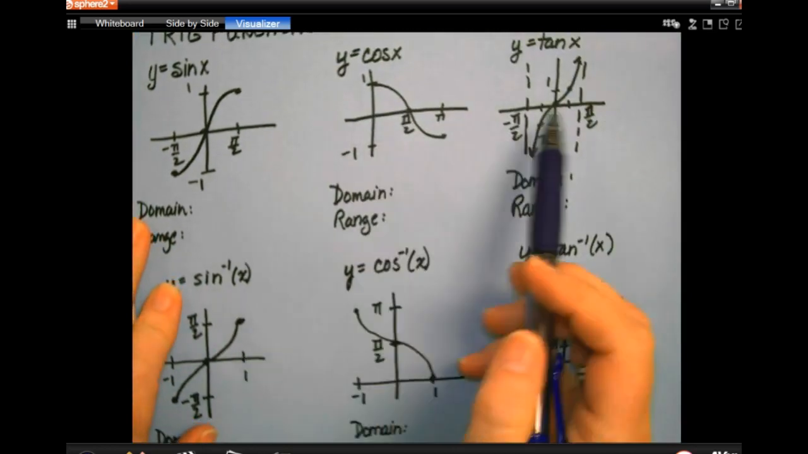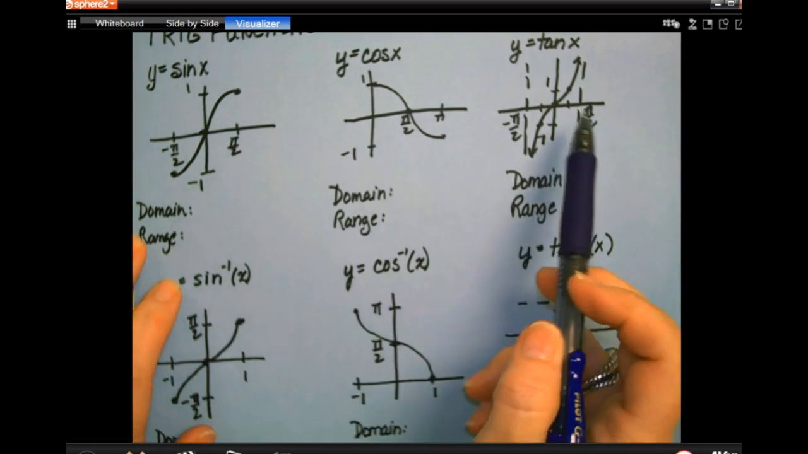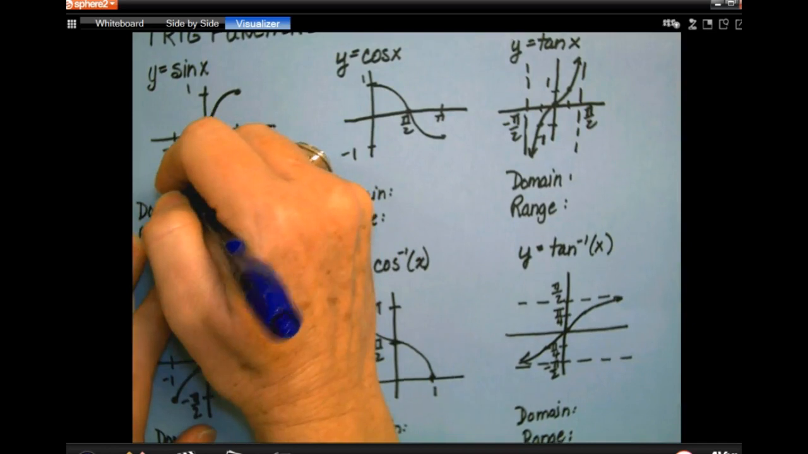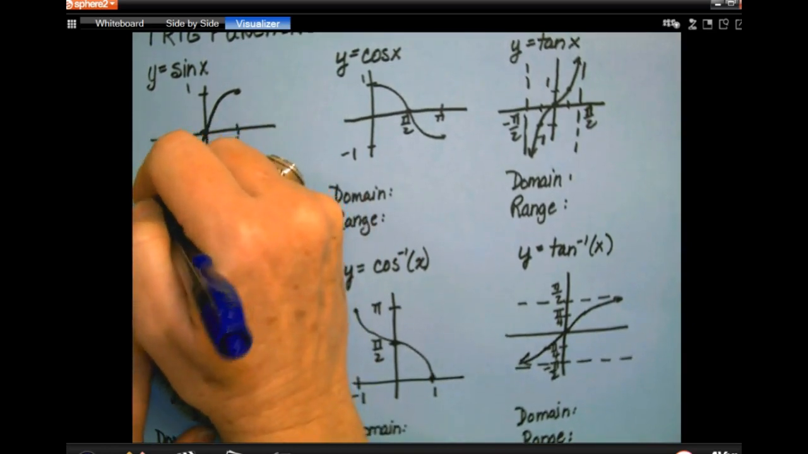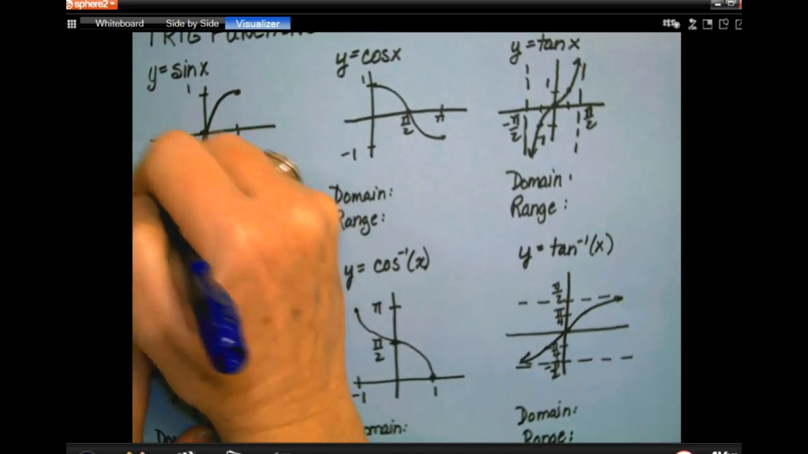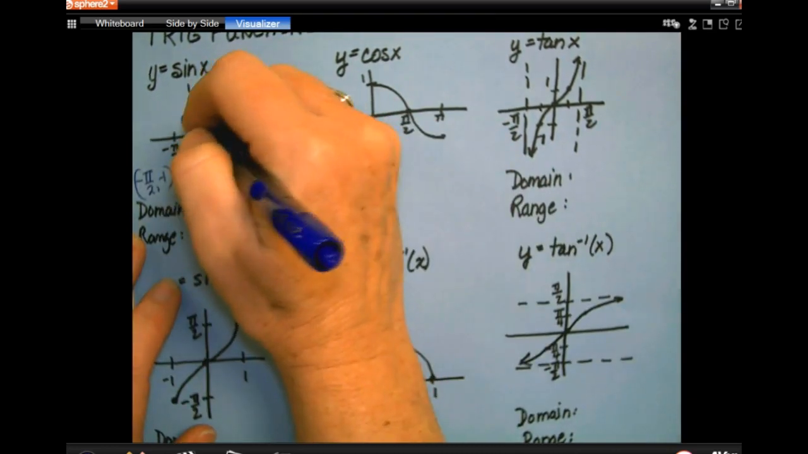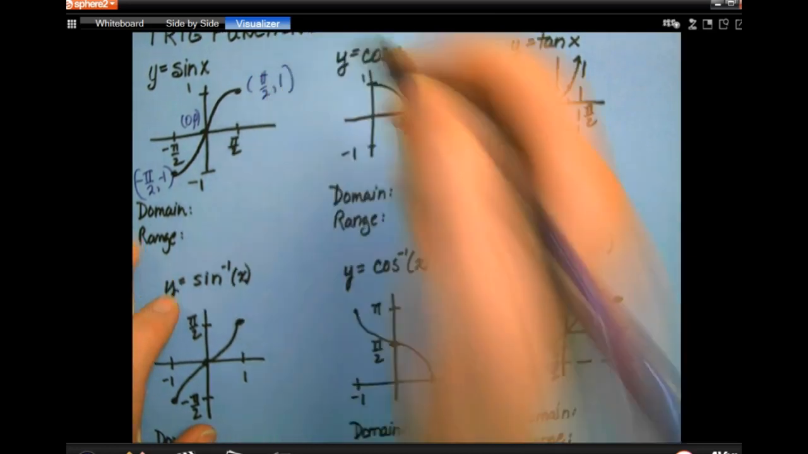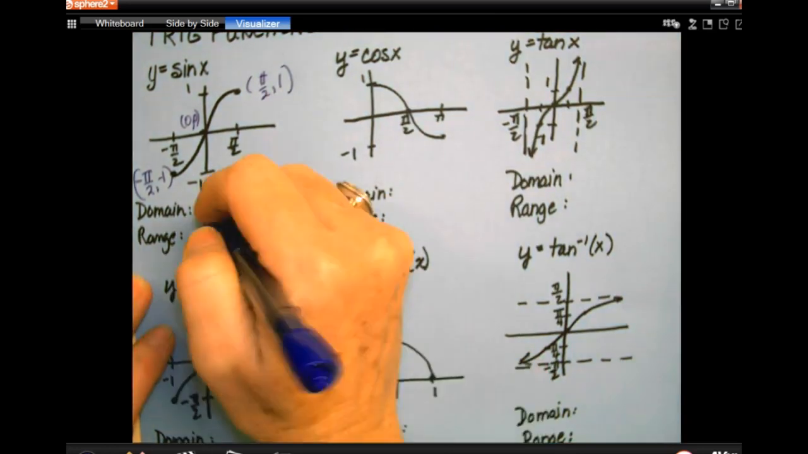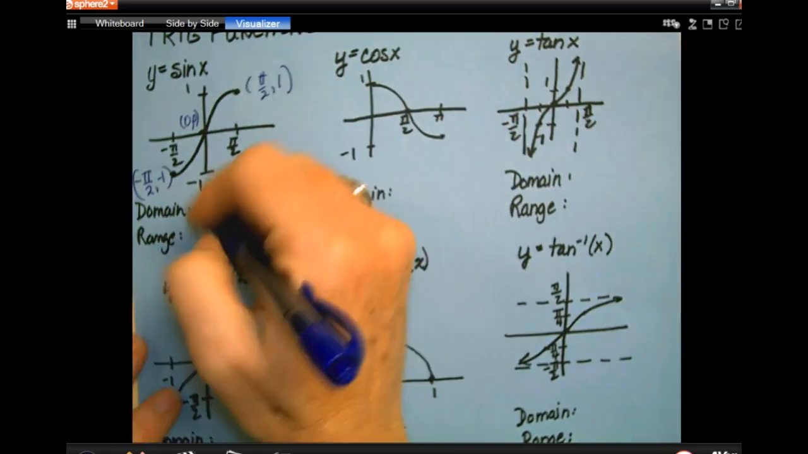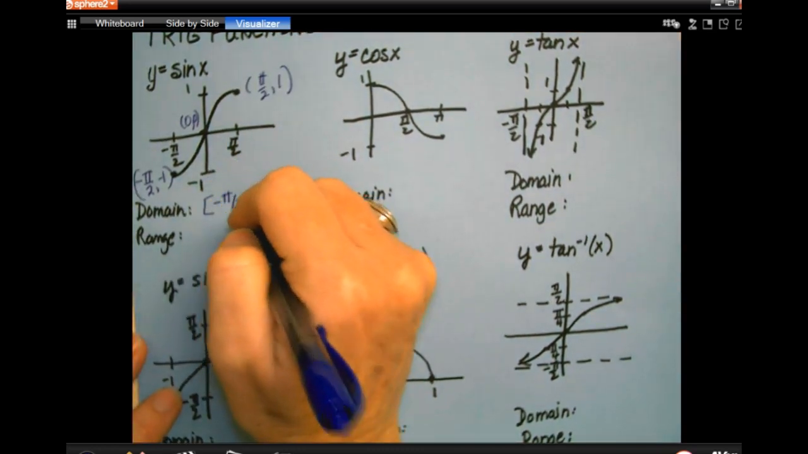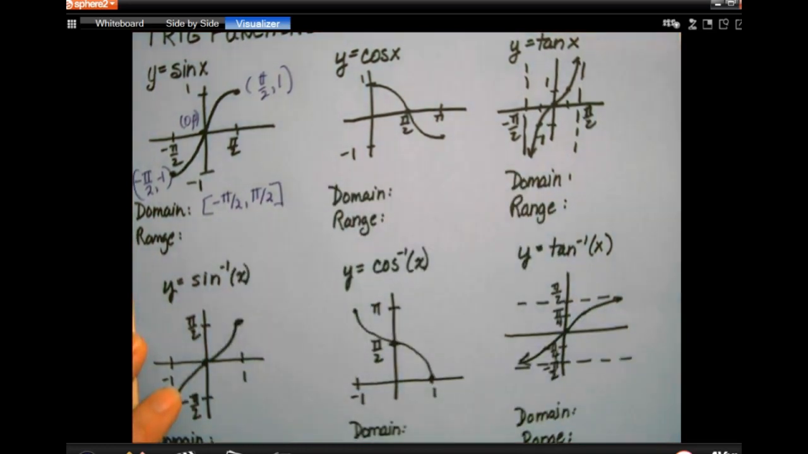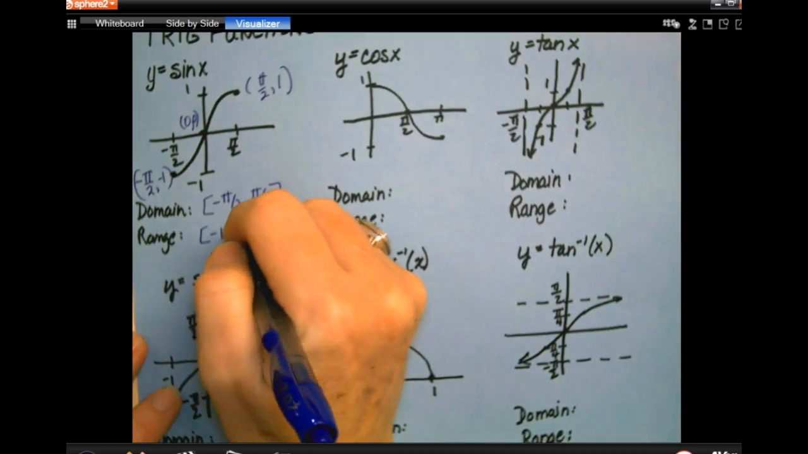These are the trig functions that we already learned about. If I look at this trig function, if I labeled this, this would be negative pi over 2, negative 1. This would be 0, 0. And this would be pi over 2 and 1. My domain here, going left to right, would be negative pi over 2 to pi over 2, and my range, bottom to top, would be negative 1 to 1.